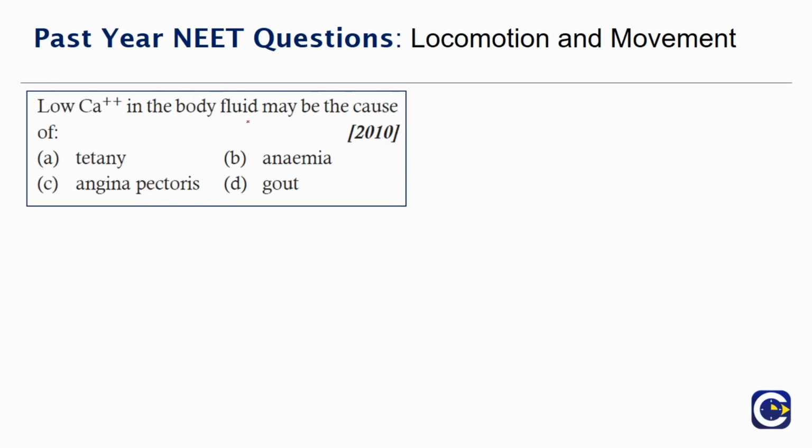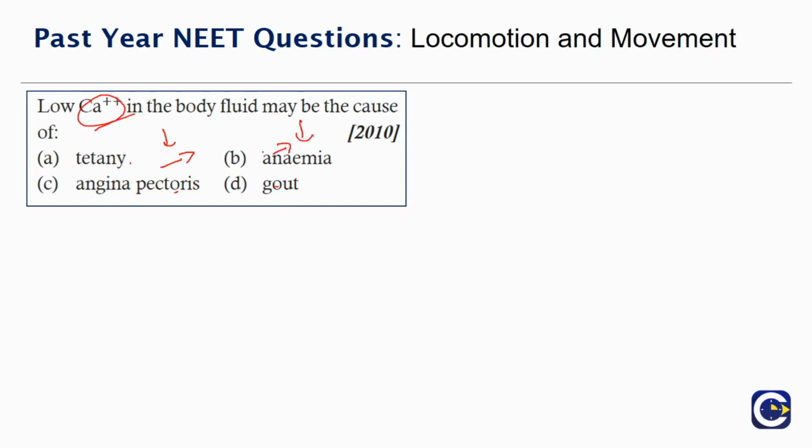Low calcium in the body fluid may be the cause of: option A, tetany; anemia; angina pectoris; gout. So when there is low calcium in the body, there will not be any proper muscle functioning. So there will be prolonged contraction. So this is called tetany. So tetany is a feature of low body calcium.